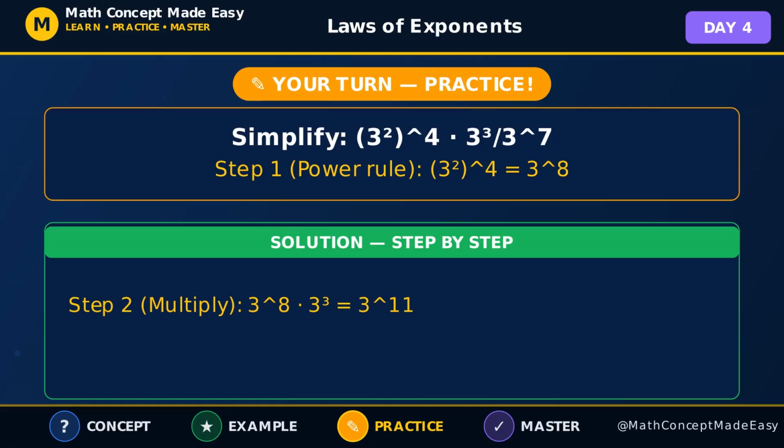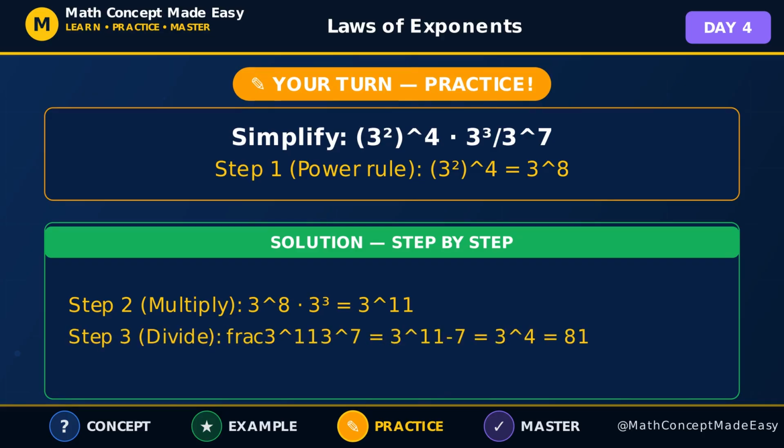Step 2, multiply 3 to the power of 8 times 3 cubed equals 3 to the power of 11. Step 3, divide 3 to the power of 11 over 3 to the power of 7 equals 3 to the power of 11 minus 7 equals 3 to the power of 4 equals 81. How did you do? If you slipped anywhere, rewind and watch that step again, that is exactly how strong students learn.